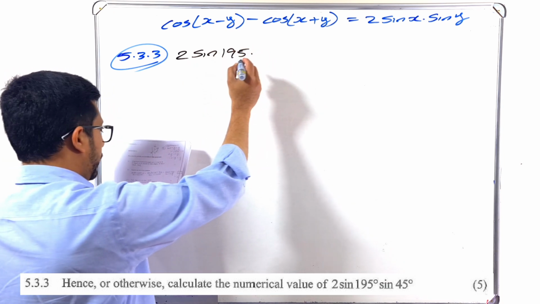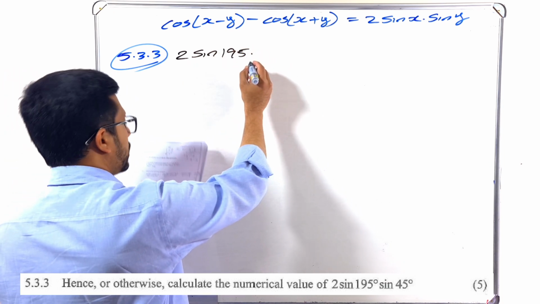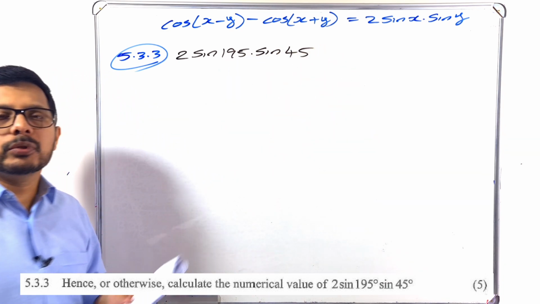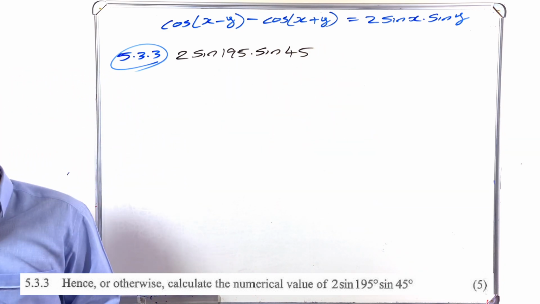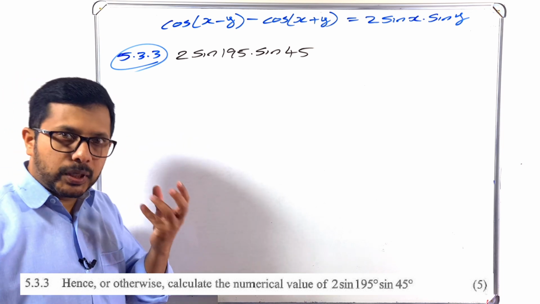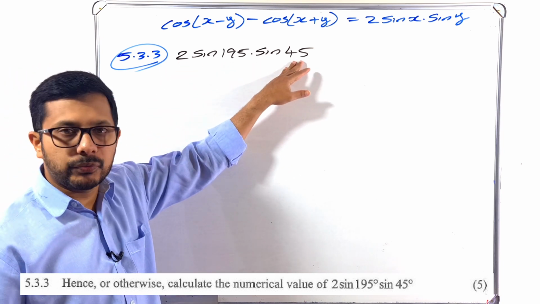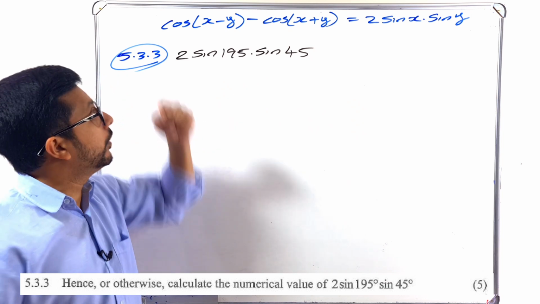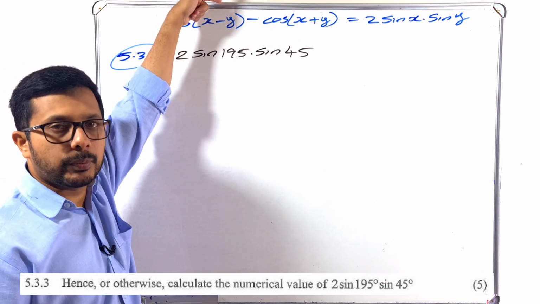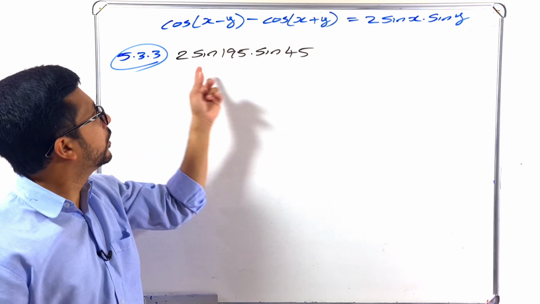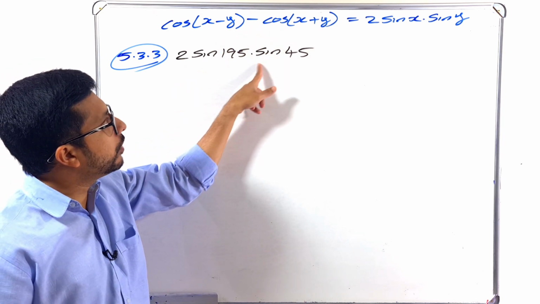So the question is, hence or otherwise calculate the numerical value of 2 sin 195 into sin 45. Numerical value means you have to find a number as the answer. Hence or otherwise means we are allowed to use the previous one. This is the previous one. Can you compare this one and the one that we proved? 2 sin 195 sin 45.